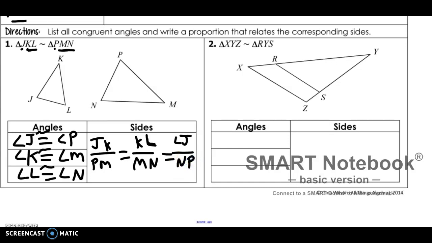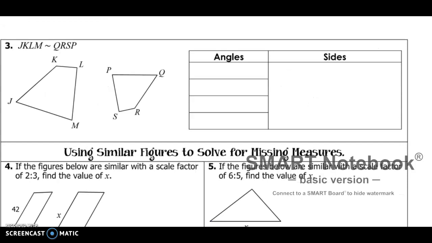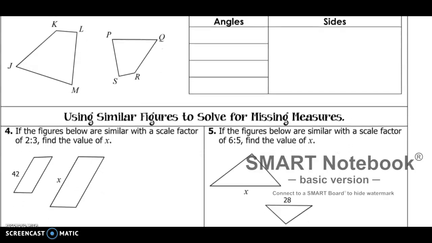All right, I want you guys to try number 2 on your own. You can pause it, or you can just keep watching and do it at the end. I'm going to skip number 3 too. I want you to do that one on your own as well. It's the same idea as before, it's just 4 sides and 4 angles instead of 3.